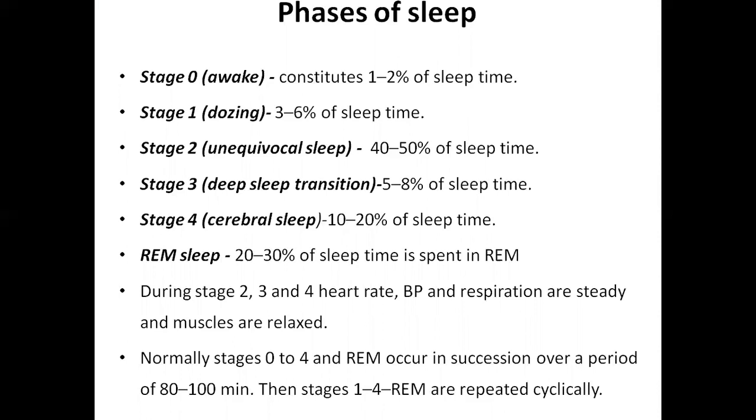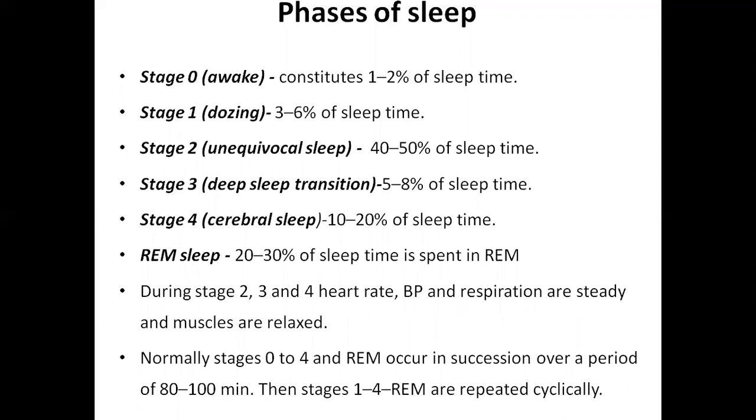Stage 0 is awake, which constitutes 1 to 2% of sleep time. Stage 1 is called dozing, which constitutes about 3 to 6% of sleep time. Stage 2 is the maximum phase, where 40 to 50% of the sleep time goes. Stage 3 is 5 to 8% of sleep time, stage 4 is 10 to 20%, and REM sleep is 20 to 30% of sleep time. During stages 2, 3, 4, heart rate, BP and respiration are steady and muscles are relaxed.